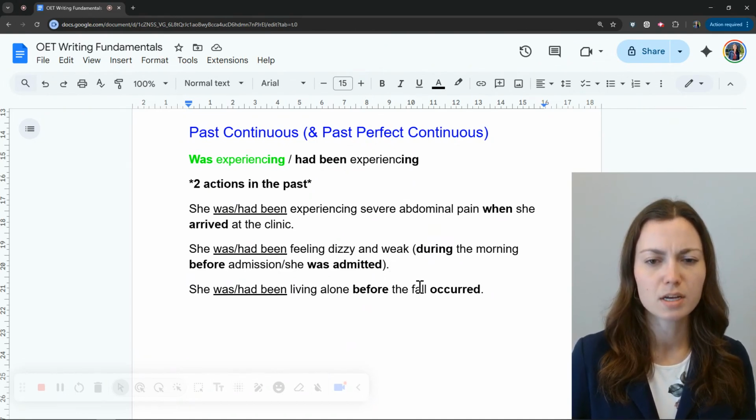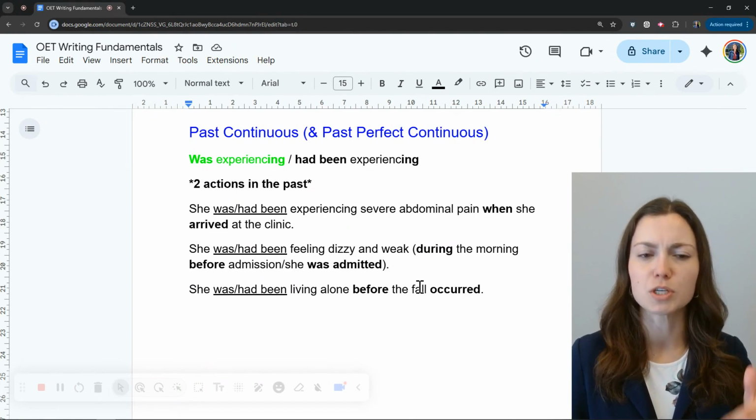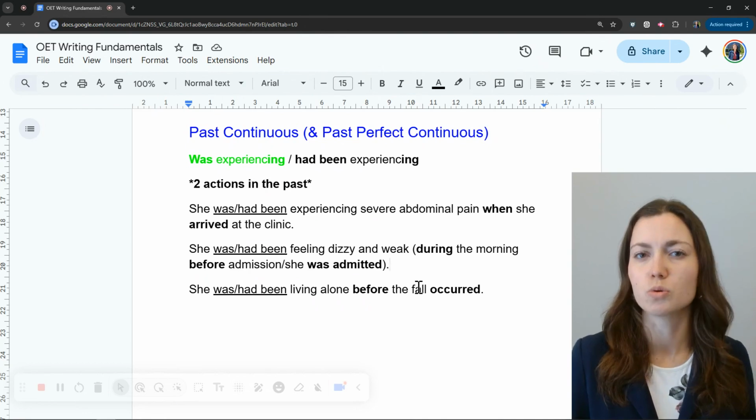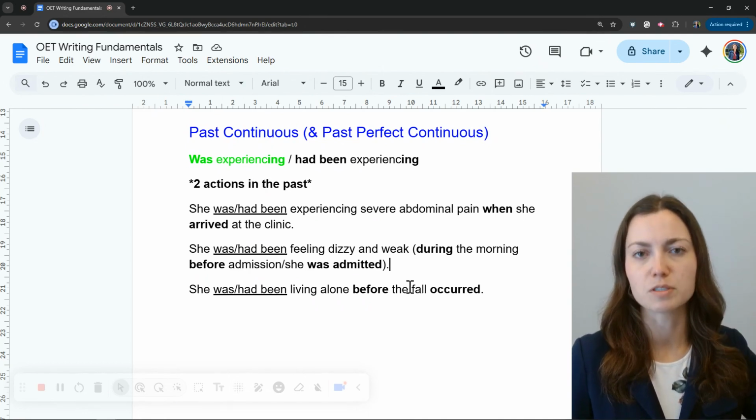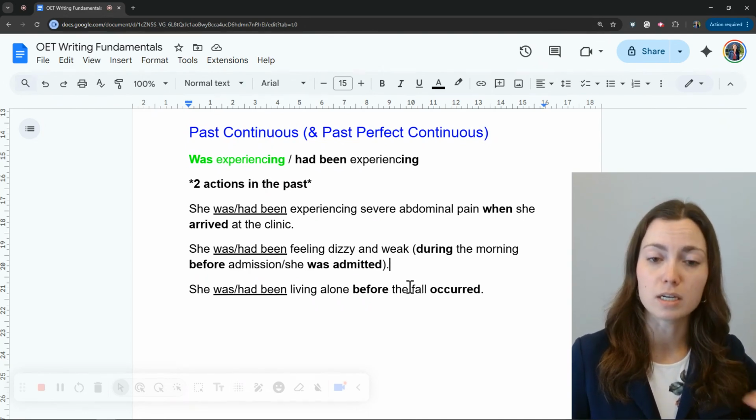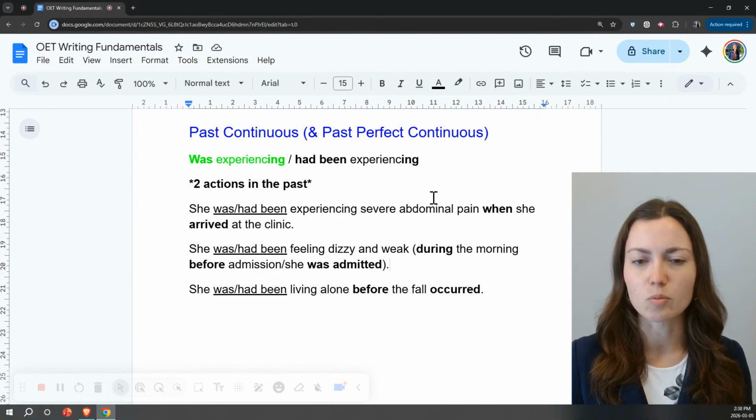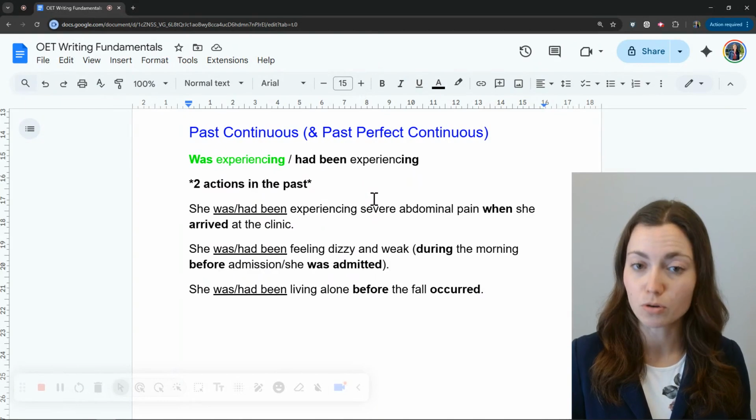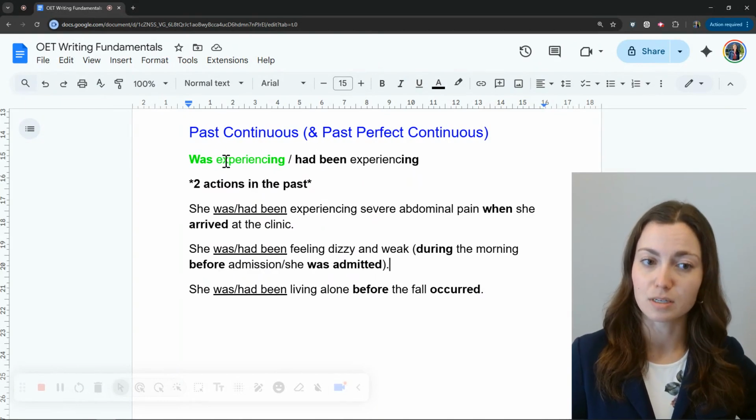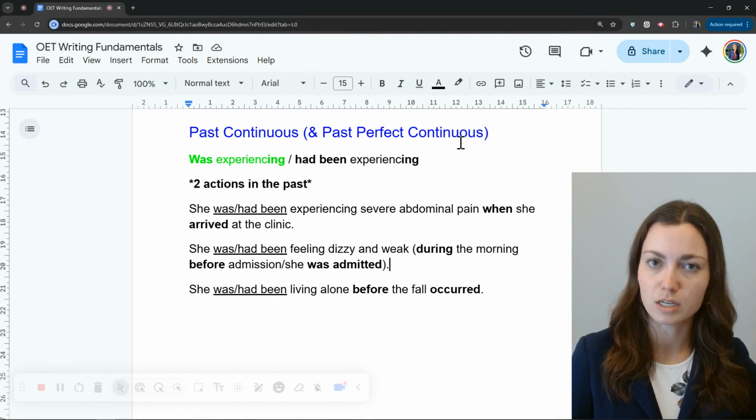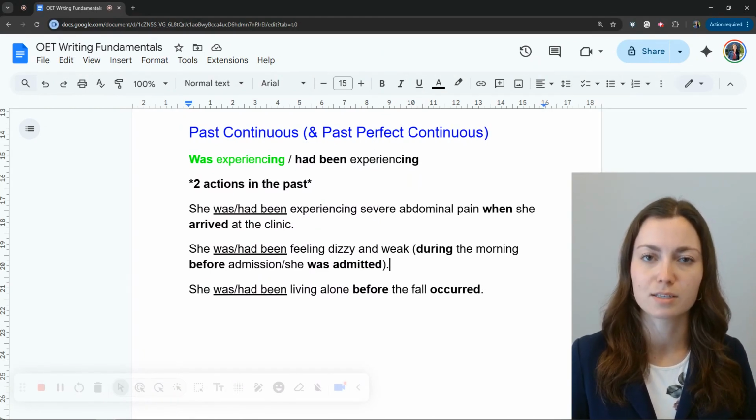So keep in mind, this isn't a very common tense, but you do want to have it in your toolkit in case you do have some things in the case notes that you need to describe in relation to each other in the past. Next up, we're going to look at the past perfect, which is actually different from the past perfect continuous in its form. So let's take a look at that together next.